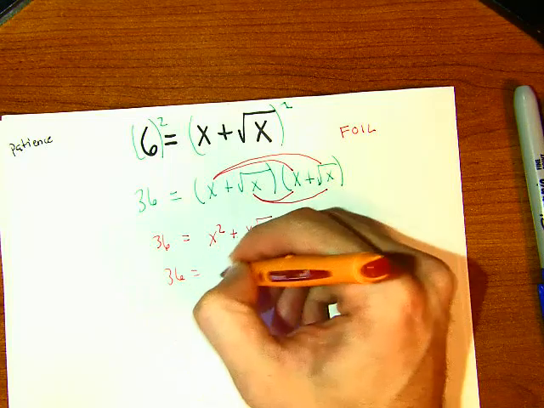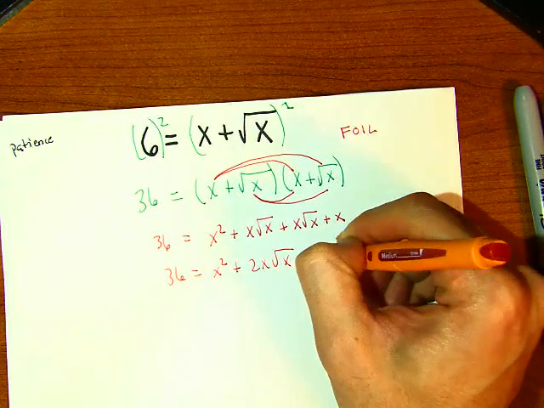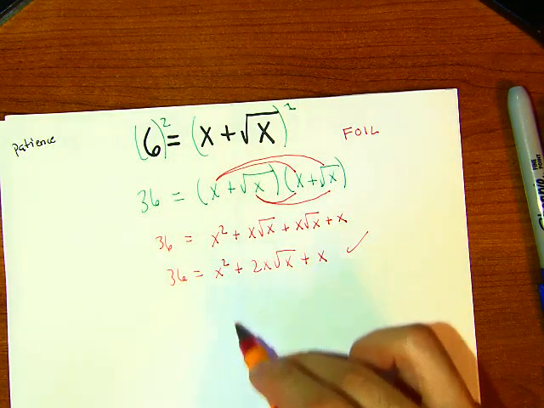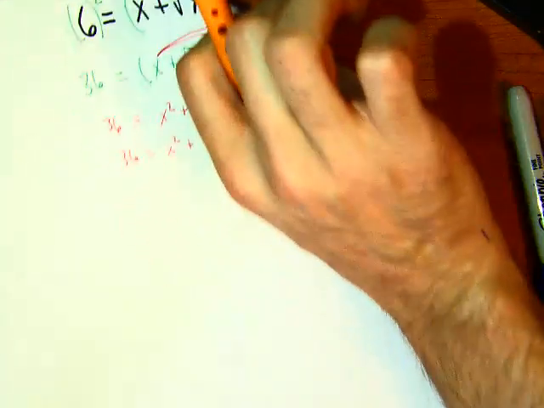So 36 is equal to x squared plus 2x radical x plus x. Is this correct? Absolutely, it is. And you can keep going forward. Is it a pain? Absolutely. You don't want to go like that.